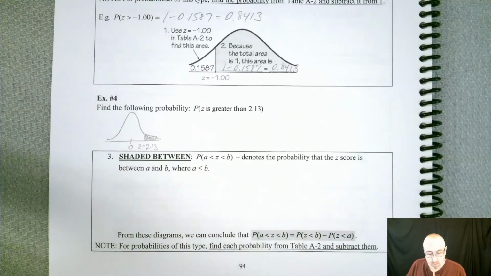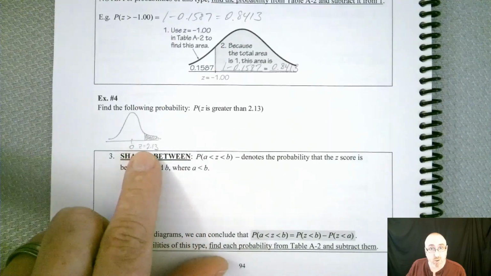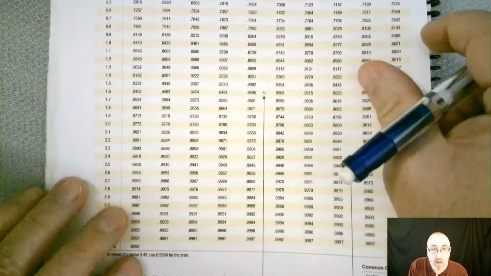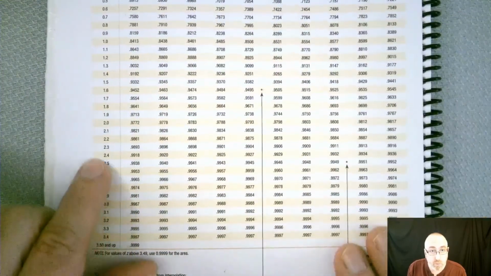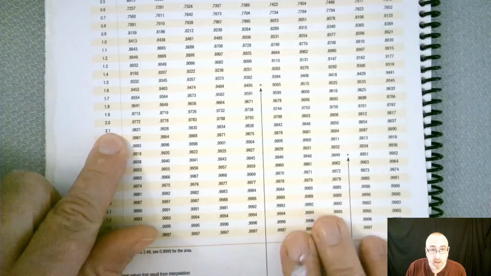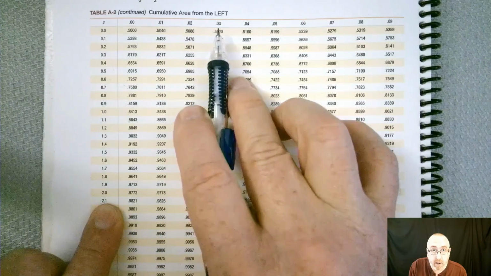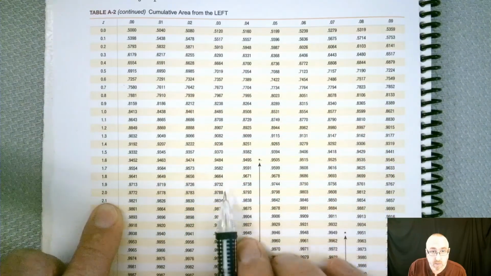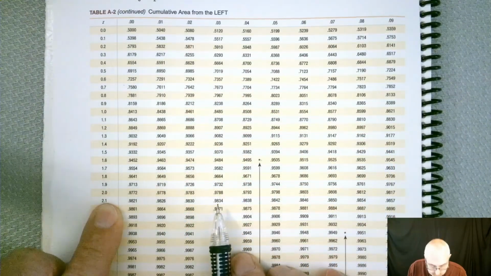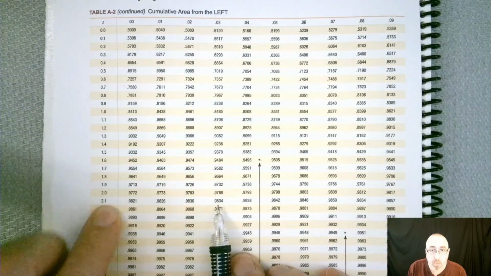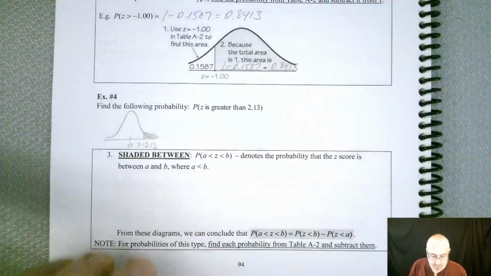Now, because our z-score is positive, we make sure we use our positive z-score table. So now we need 2.1, and then we need the 3. So the 3 is right there, and we can cross-reference those. So that looks like what? 9834. So 0.9834.